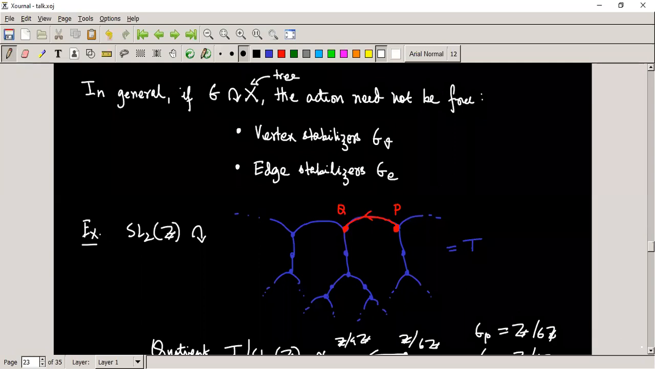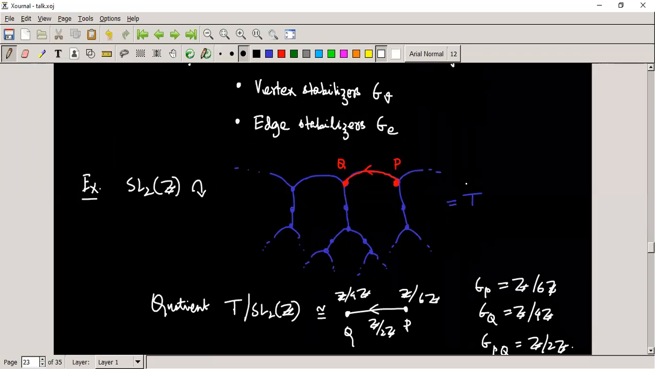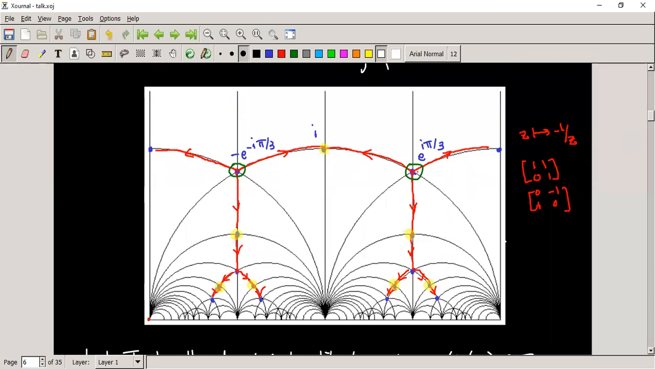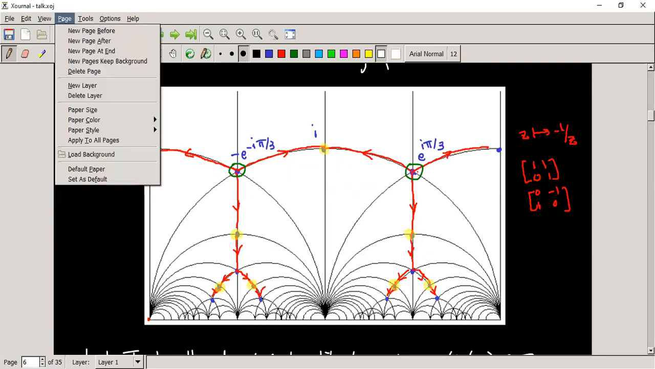So for example, in this case, SL2Z acting on this weird graph, what are the vertex stabilizers exactly? Maybe someone knows the answer. What is the stabilizer of i, let's say? Z goes to minus one over Z. That stabilizes, exactly. So the stabilizer has to be a subgroup, right? What is the subgroup generated by this? Note that this is order two. If we apply it twice, it becomes identity. So it has to be Z2. Okay, there is an issue.